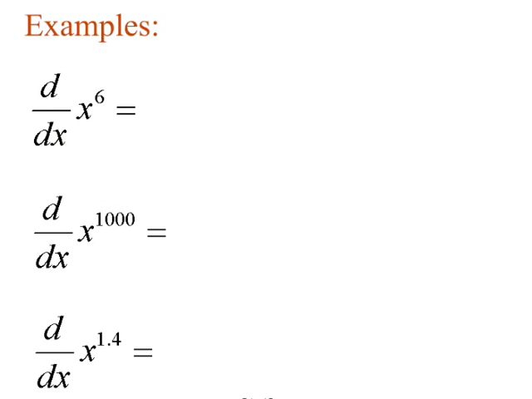All right, some examples here. x to the 6th is going to be 6x to the 5th. x to the 1,000, 1,000 x to the 999. x to the 1.4, 1.4 x to the 0.4.